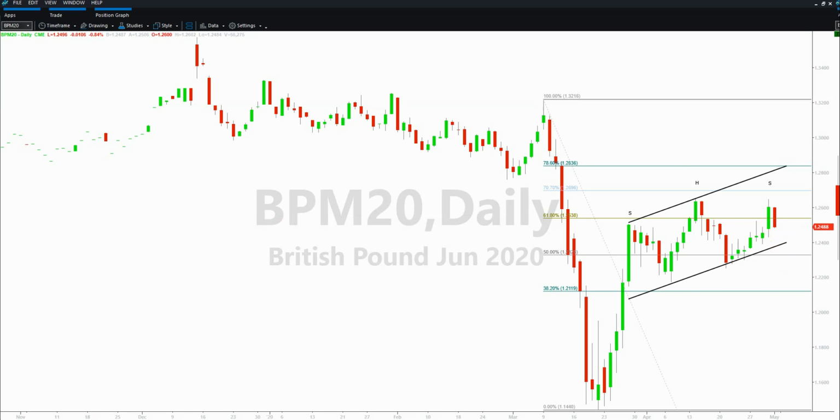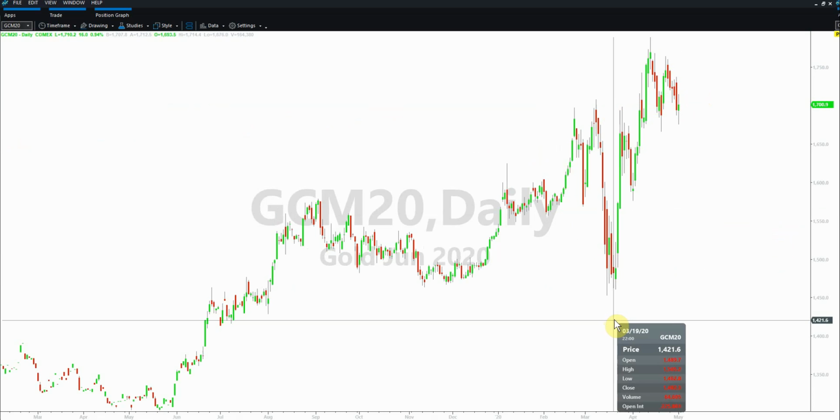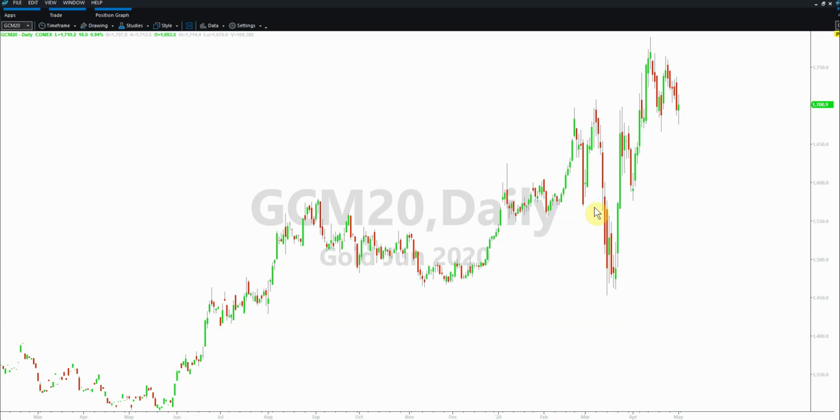Moving on now to gold. Okay, so daily chart of gold. As you can see, the flight to safety can clearly be seen here. Gold is very close to its highs. This dip here occurred around about the 19th of March, where it tested lower, and as you can see, it's just been up all the way from there.